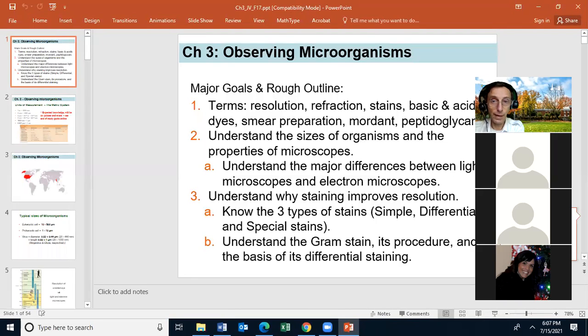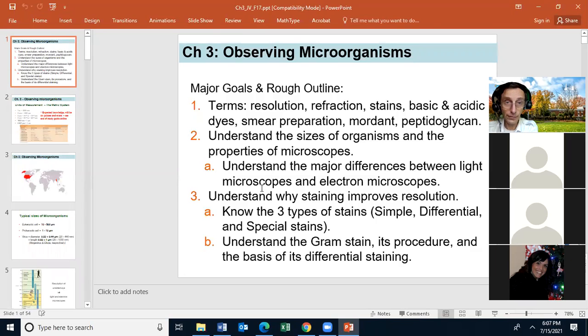So, as usual, I will give you a first slide which will introduce the major goals and give you a rough outline of what we'll be doing. Once again, know the terms: what is resolution, refraction, what are stains, know what a basic and acidic dye is, what a bacterial smear preparation is, what a mordant is, and what peptidoglycan is. Understand the sizes of organisms and the properties of microscopes. Be able to understand the major differences between the light microscope and an electron microscope. And then understand why staining improves resolution.